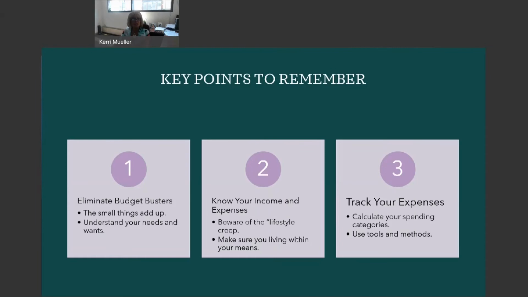And number three is tracking your expenses. Calculate your spending categories. Then use the 50-30-20 rule. The recommendation, again, is 50% of your income should be for needs, 30% for wants, and 20% for savings or debt.